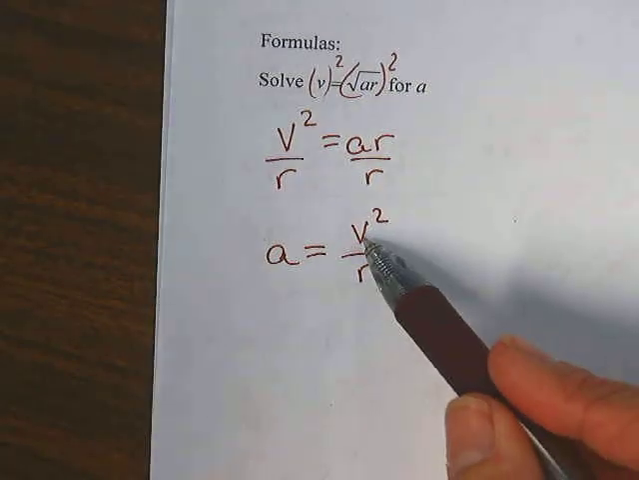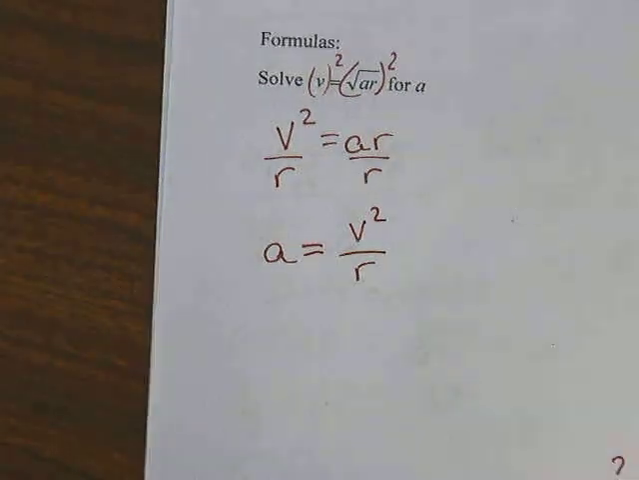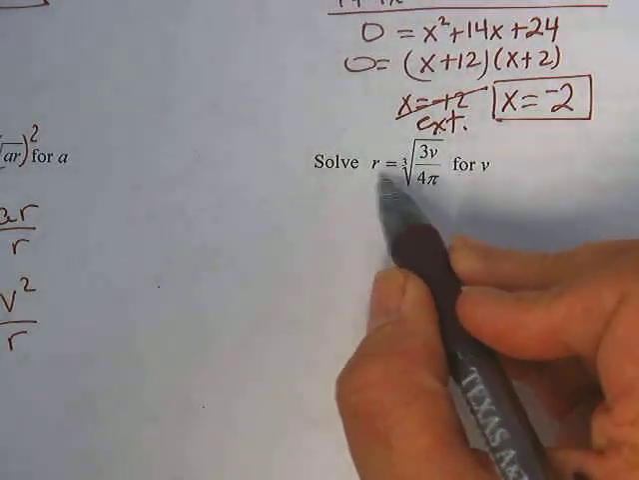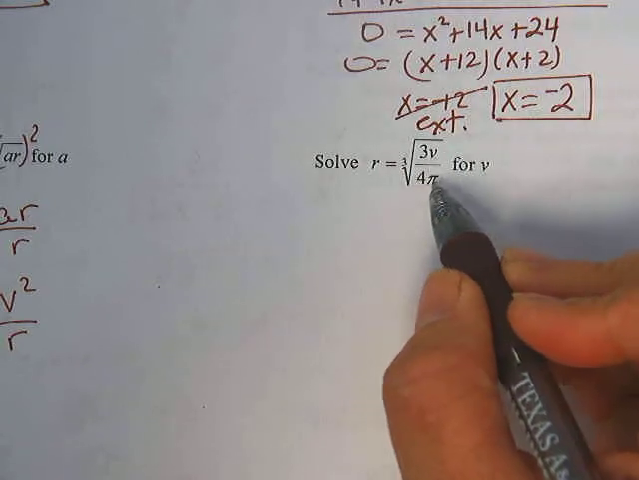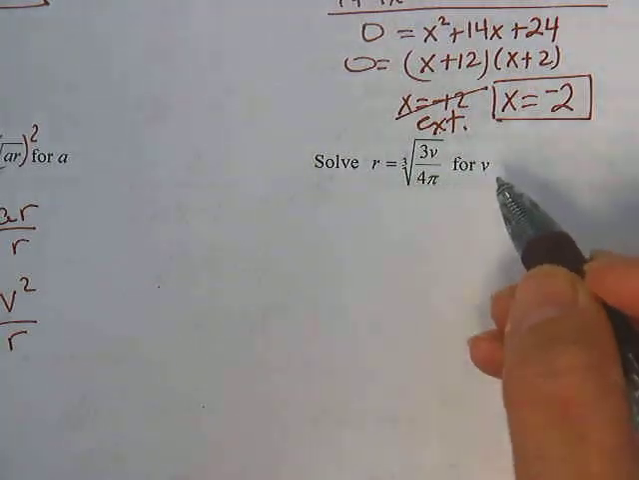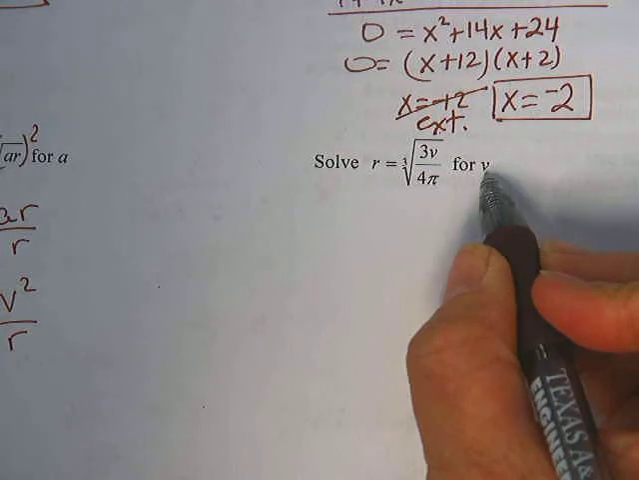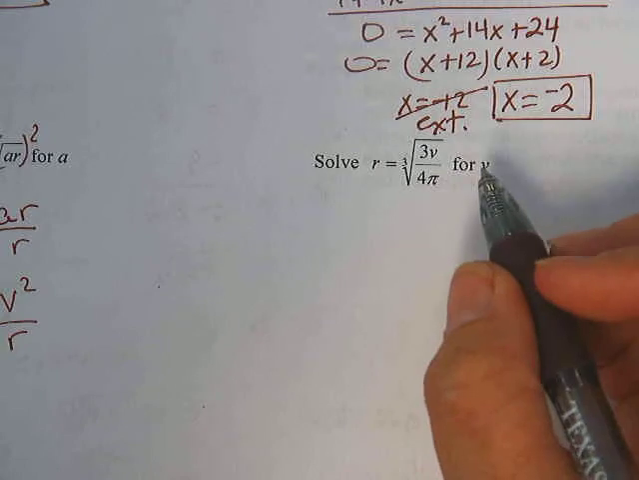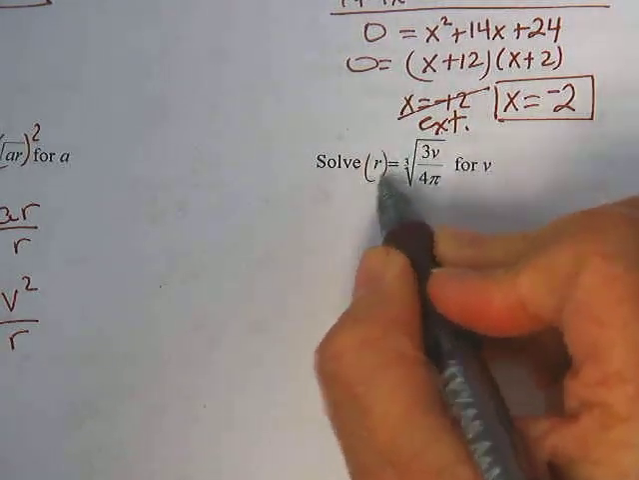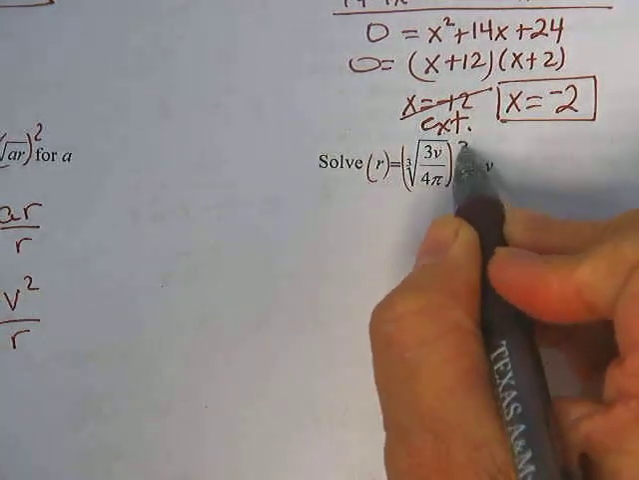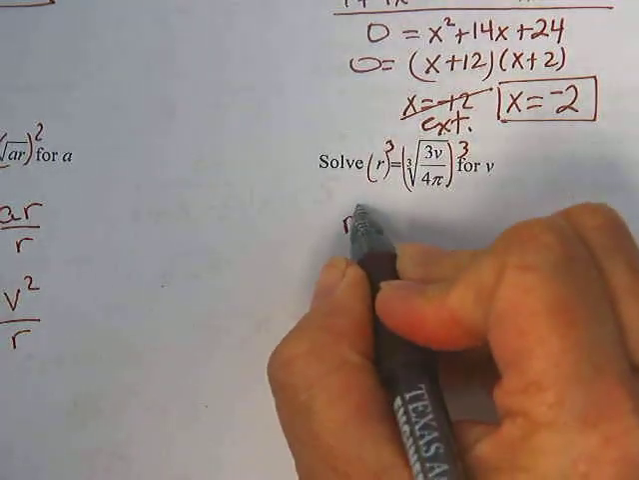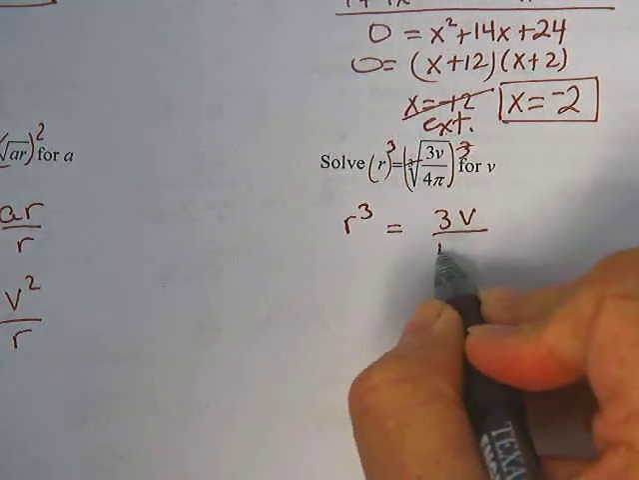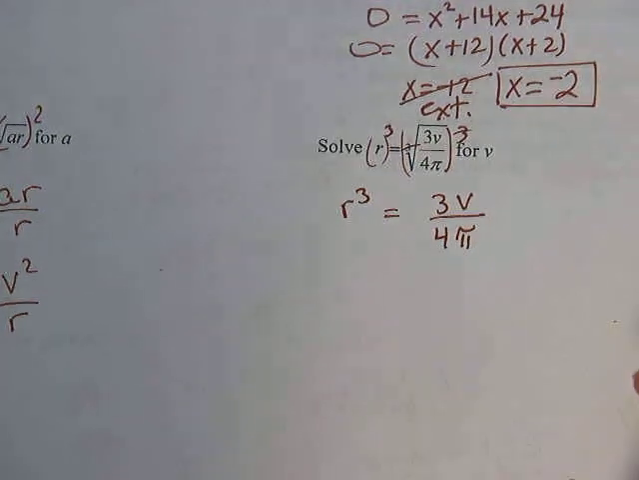So I'm guessing that's probably a velocity and a radius. Okay, let's take a look at this one. R is equal to the cubed root of 3v over 4 pi. Ooh, pi. We want to solve for v. Okay, and again, that's under the radical sign, but the radical sign's by itself. So I need to raise both sides to the index, so to the third power. So now I have r cubed is equal to, those cancel, 3v over 4 pi.